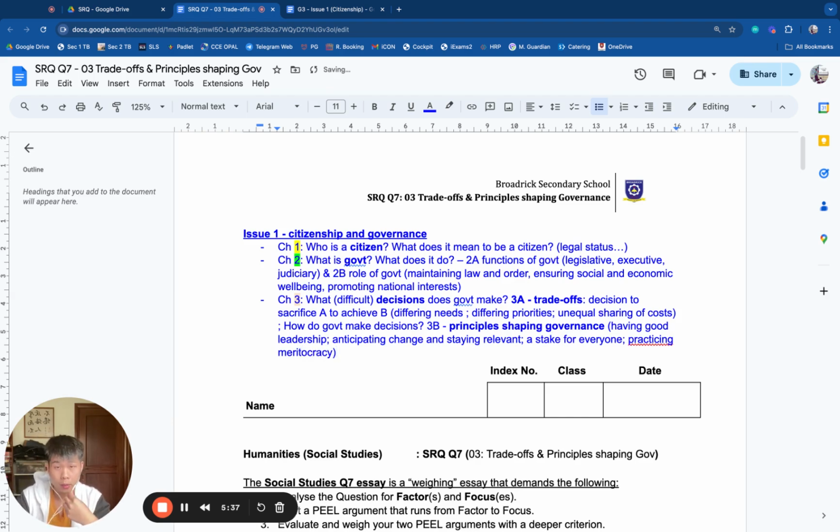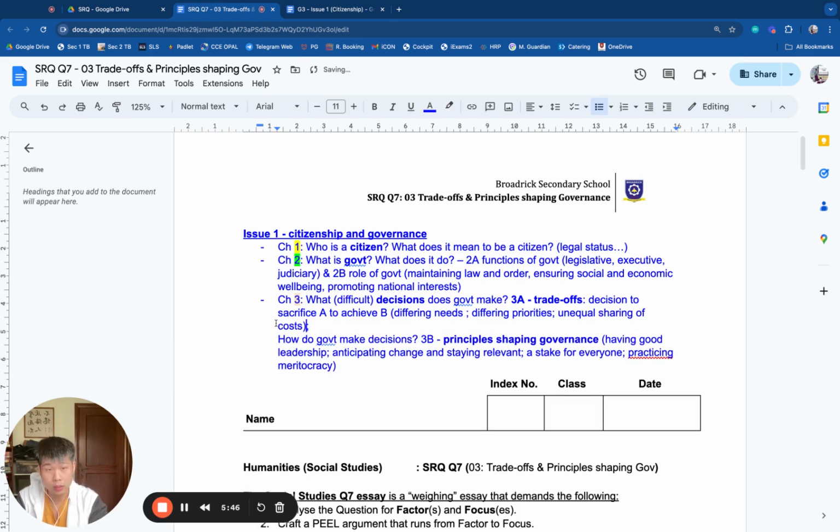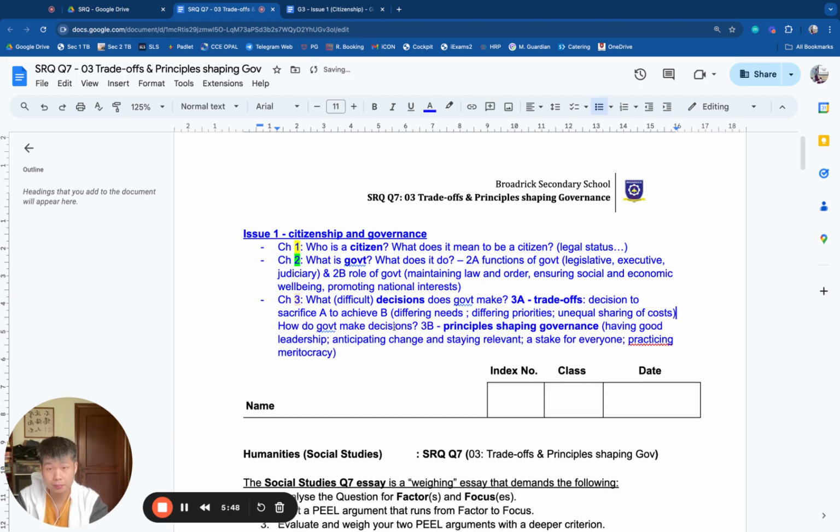Okay, I know I went a little bit in detail here, but these outlines are important for you to understand the shape of what we are learning in social studies. And I'll give you one example.